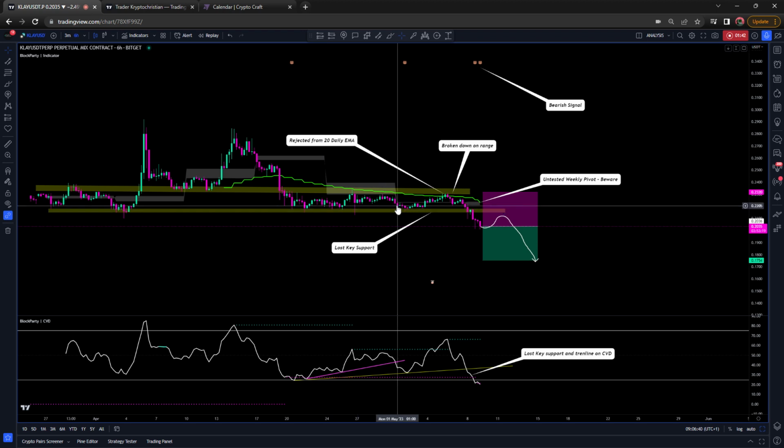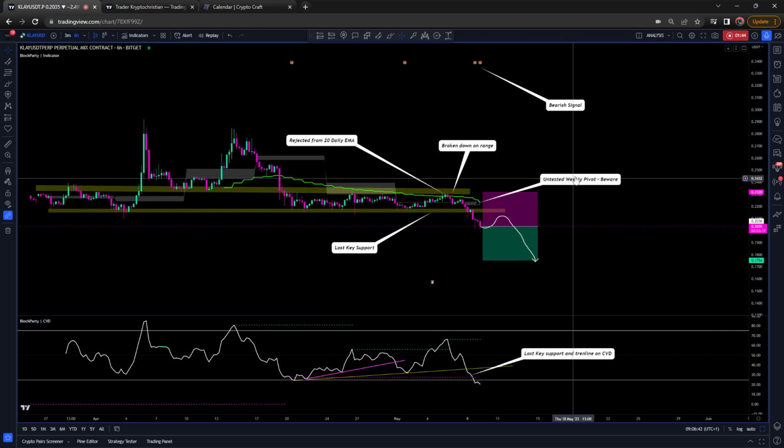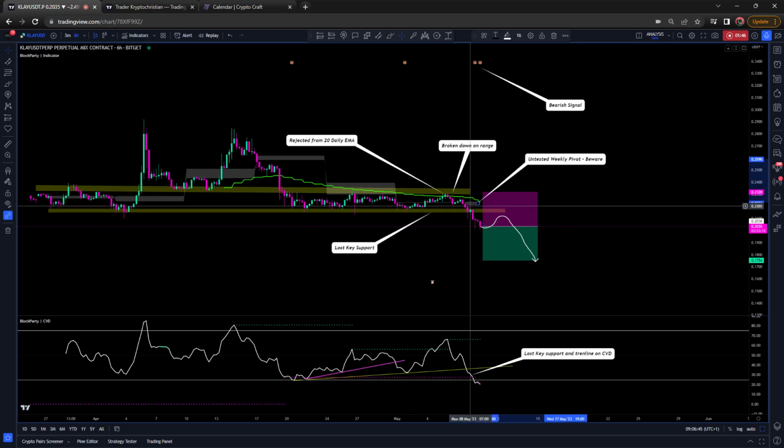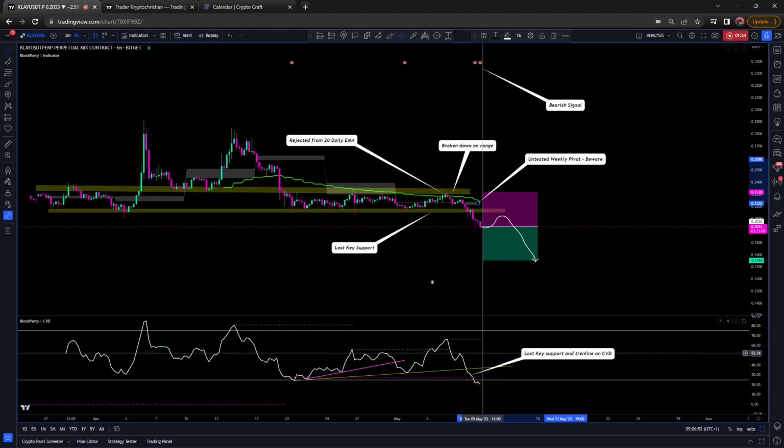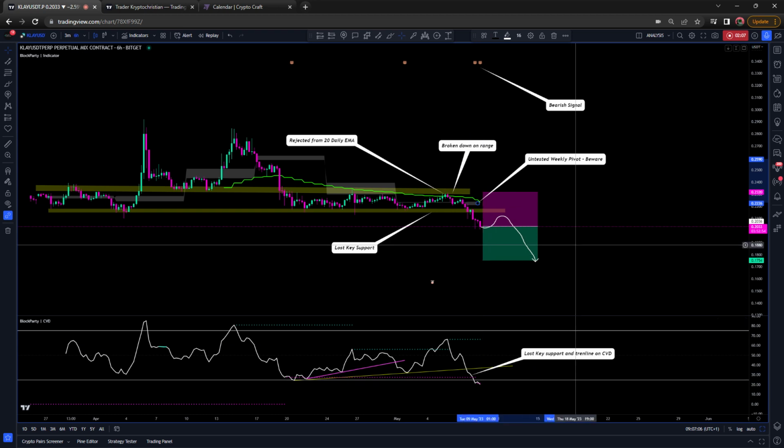So yes, we do see a significant breakdown on the actual market structure. Please be aware that there is an untested weekly pivot, although it has been tested slightly. I'm not sure if that would constitute, but just be aware of that one. The other things to be aware of as well is that we are oversold right now on the CVD, but if you look at most oscillators right now, whether it's the stochastic, awesome oscillator, or RSI, it'll probably be oversold as well. So again, just be aware of that.